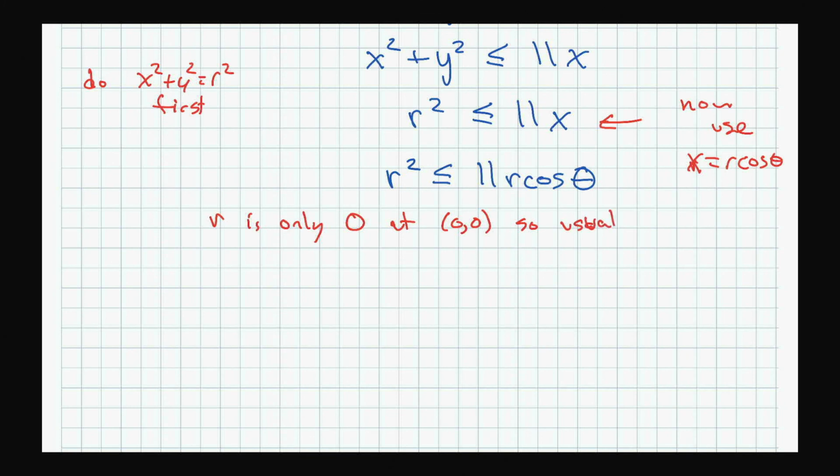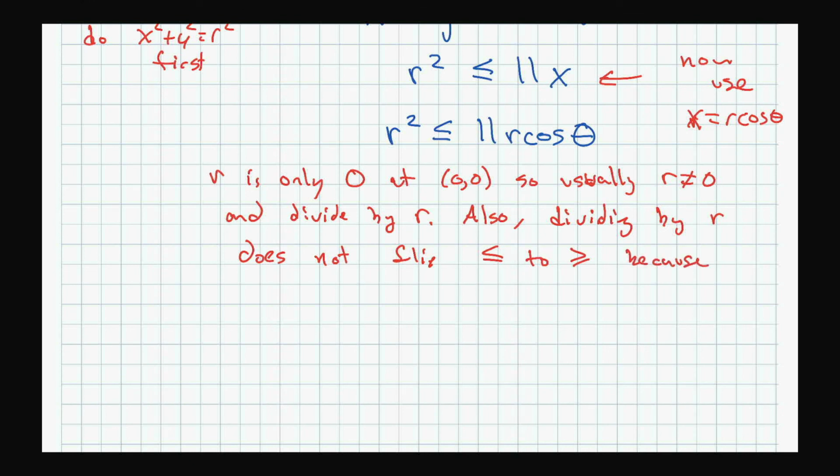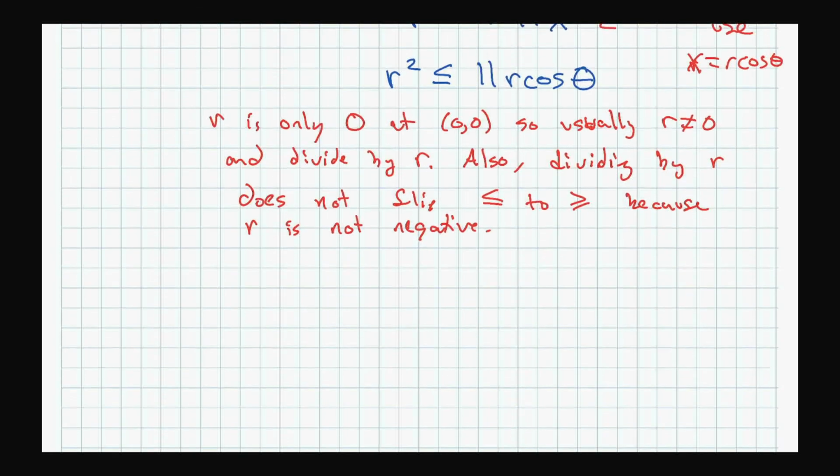So for the rest of the plane, r is not zero, and you can divide by r. Additionally, if we divide both sides by r, we don't have to worry about the symbol flipping to the other direction, because when you divide by a negative number, an inequality switches. You don't have to worry about that because, by convention, r is positive or zero. r is not negative by convention.